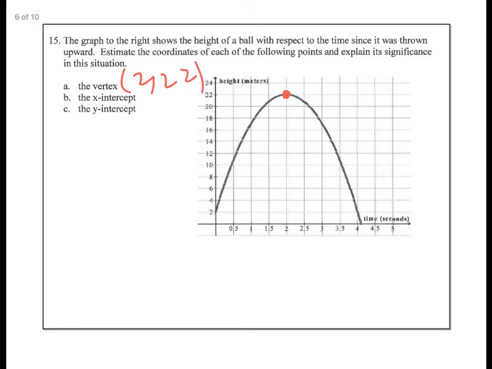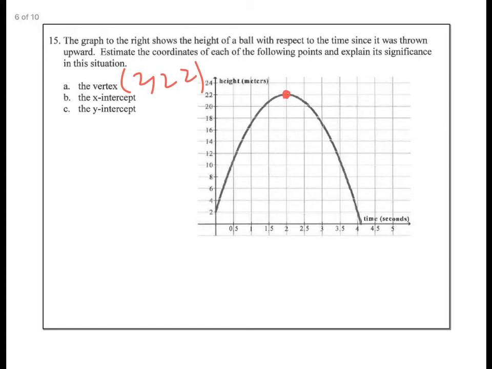And I know if I'm talking about a ball being thrown in the air, that would be the time that the ball reaches its max height. So at 2 seconds, the ball reaches a max height of 22 feet or meters, whatever it's being measured in. Oh, meters, there it is on the graph.